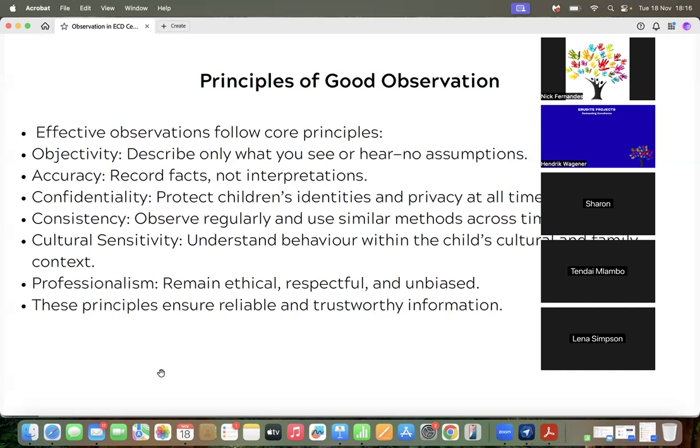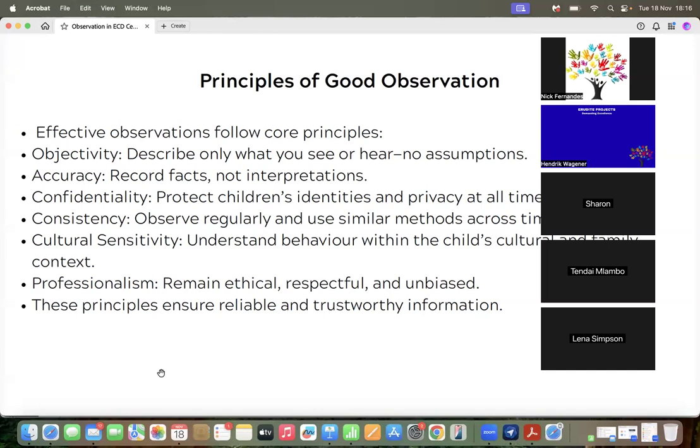And then professionalism is remaining ethical, respectful, and anti-bias. So remember, bias is our biggest enemy. To have a good observation, we should not look at how we are feeling. So when I say bias, it's basically like saying, oh, shame, I like Lebu, so let's give Lebu extra points for trying for language, although she is struggling. That's what I mean when I say bias is the enemy of a good observation. And then we can just go to the next one.